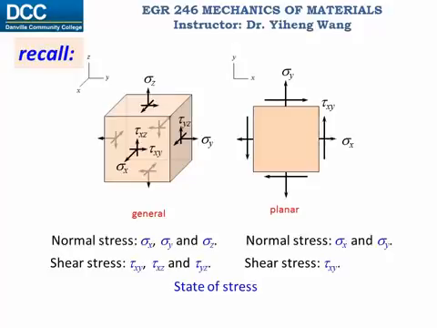If you recall, we have learned the state of stress for a particle. For the general 3-dimensional state of stress, we can fully characterize the state of stress by 6 stress components, 3 normal stresses, sigma x, sigma y, and sigma z, and 3 shear stresses, tau xy, tau xz, and tau yz. And for the planar state of stress, we have 2 normal stress components and 1 shear stress component, overall 3.